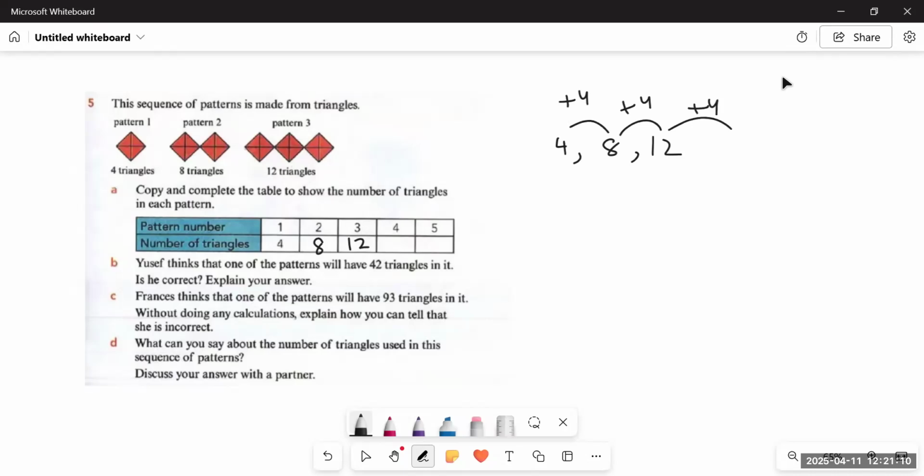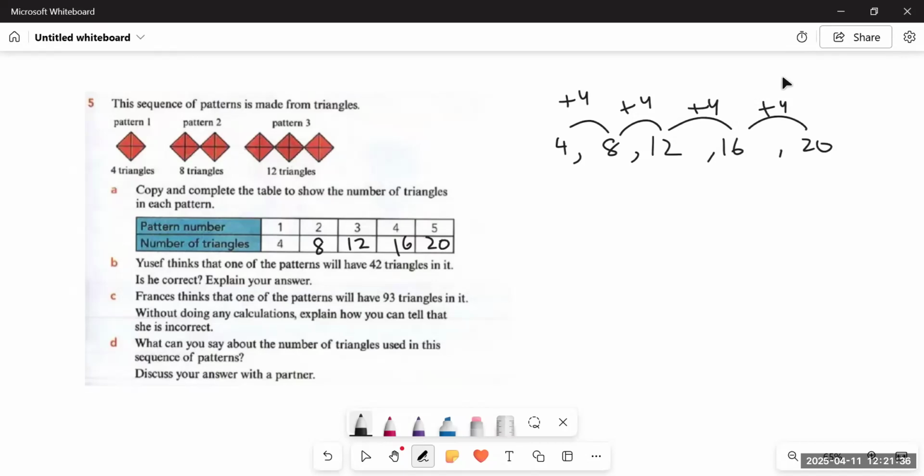So for the next one, to find how many triangles we are going to have, we will simply add 4 to it and we will get 16. Further, we will add 4 and we will get 20. So in pattern number 4, we will have 16 triangles, and in pattern number 5, we will have 20.